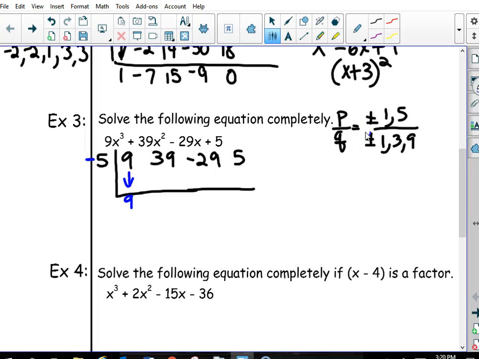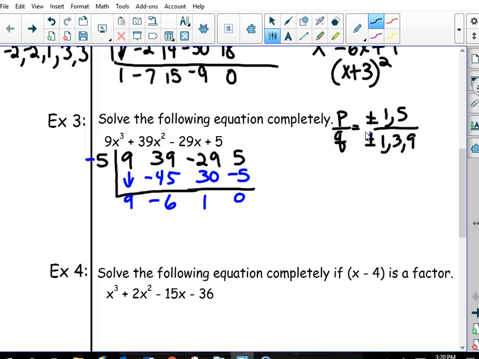Okay, negative 5 times 9. That gives me a negative 45. And that's a whole lot closer. It keeps the number smaller, which tends to lead to solutions. So I get a negative 6, I get a positive 30, positive 1, and negative 5 times positive 1 is negative 5. So I do have a 0 at negative 5.